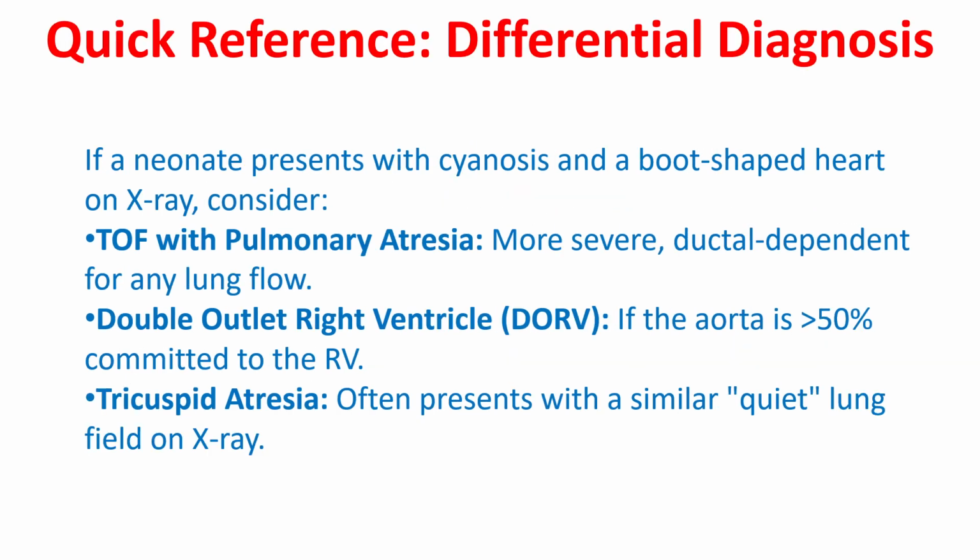Here are the differential diagnoses. If a neonate presents with cyanosis and a boot-shaped heart on X-ray, consider tetralogy of Fallot with pulmonary atresia, which is more severe and ductal dependent for any lung flow. Double outlet right ventricle if the aorta is more than 50% committed to the right ventricle. Tricuspid atresia often presents with similar quiet lung field on X-ray. ECG may show left ventricular forces in tricuspid atresia.